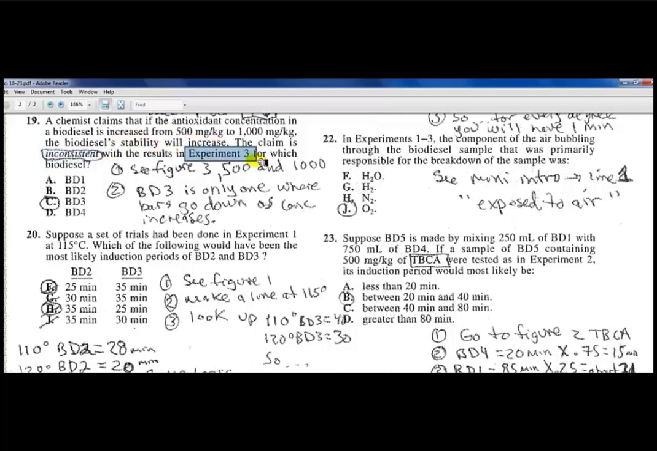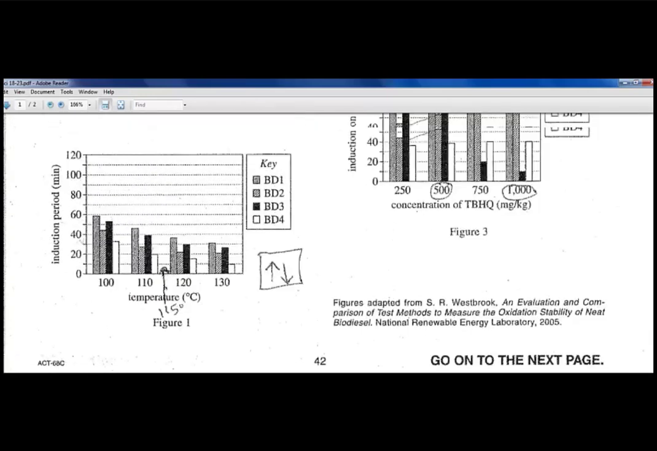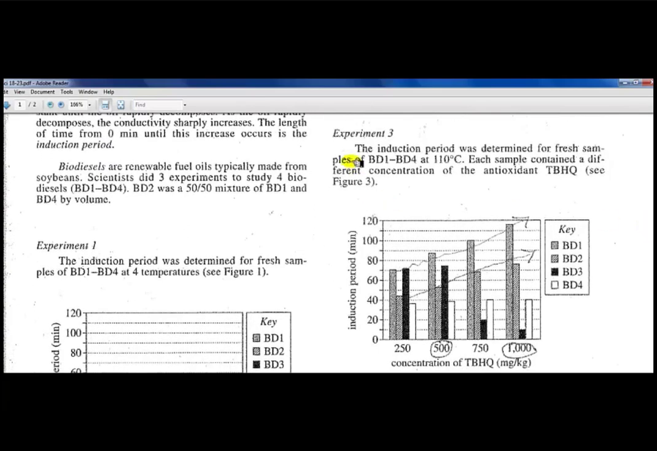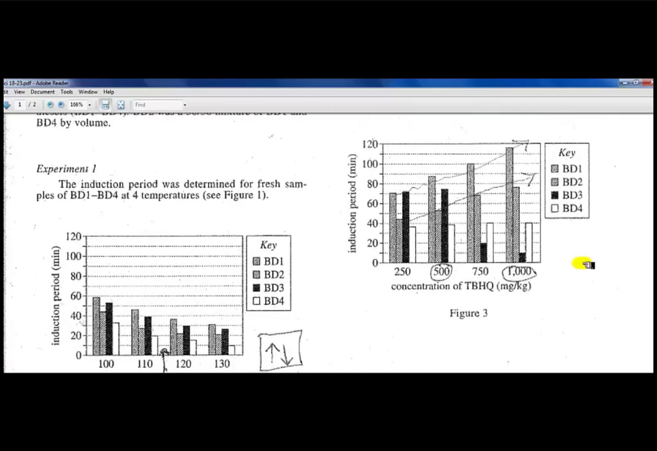Let's jump on up, take a look at experiment 3. And when we find experiment 3 up here, here is experiment 3. You will notice that we are dealing with figure 3. And quick overview of figure 3. Here in the x-axis is the concentration. And here is the induction period. The induction period is how long it takes for this biodiesel fuel to decompose.